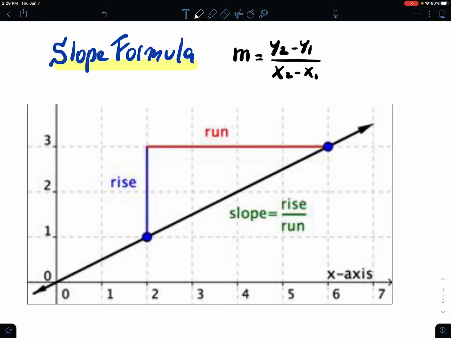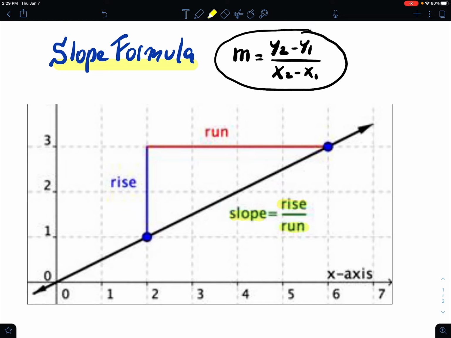So let's make sense out of the slope formula. The slope formula is m is equal to y2 minus y1 divided by x2 minus x1. Okay, but I can memorize that, but I want to make sense out of it. This is just really what we would do normally on a graph. We know that on this graph, the slope is the rise over the run.